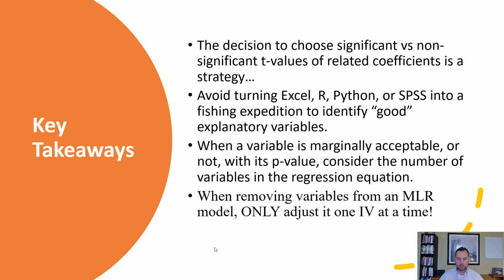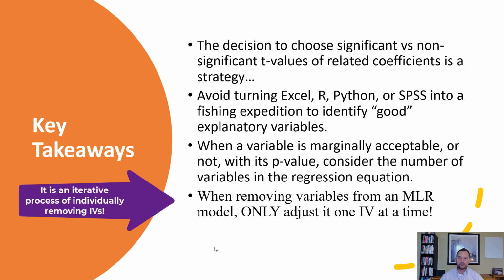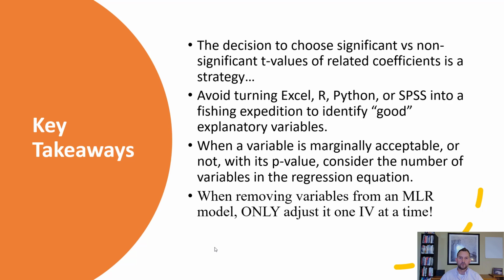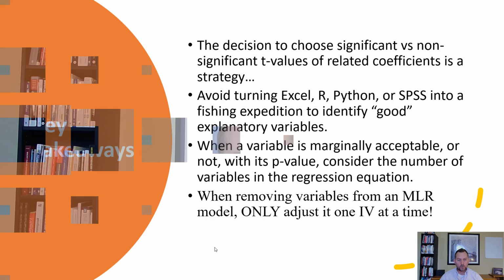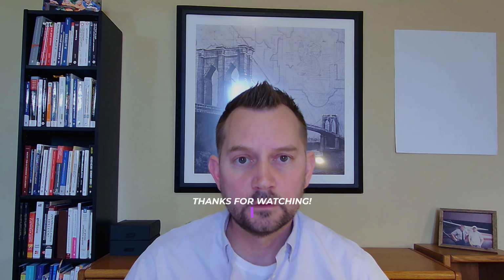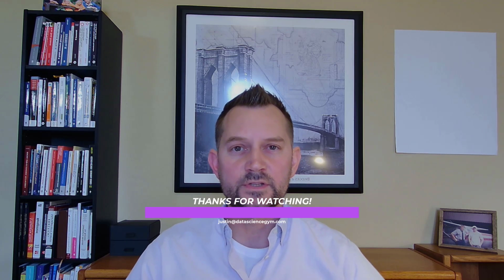And number four, when removing variables, do it one at a time. I can't emphasize this enough. You can't pull out, or you should not pull out multiple variables just because of the whole right foot, left foot phenomenon, right? So one IV at a time. Okay. Well, that concludes this part. Next coming up is stepwise.